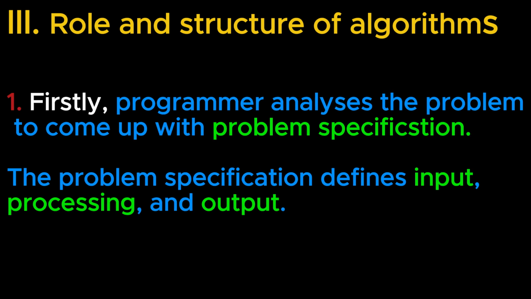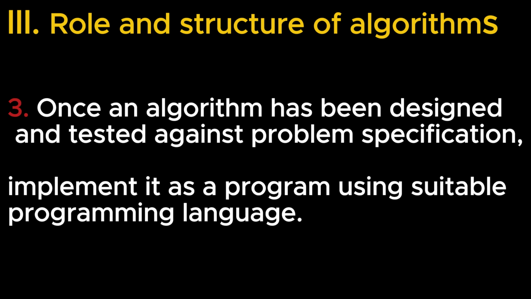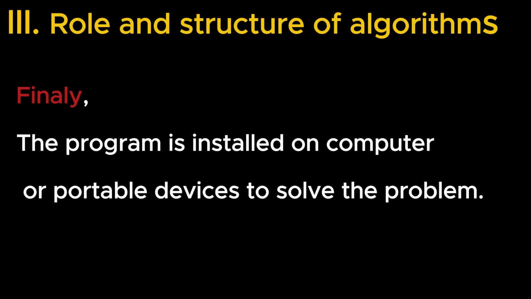Firstly, the programmer analyzes the problem to come up with a problem specification. The problem specification defines input, processing, and output. After, map the problem specification into an algorithm that defines the logic or procedure for solving the problem. Then, once an algorithm has been designed and tested against problem specifications, implement it as a program using a suitable programming language. Finally, the program is installed on computers or portable devices so as to solve the problems.